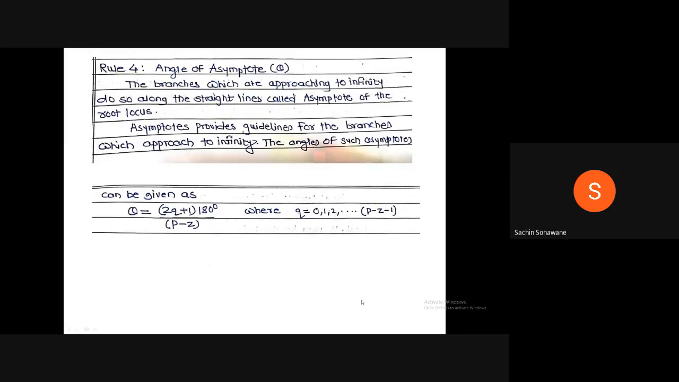While solving problems you will understand it more clearly. This is theory, you will not understand it fully, but while solving problems you will understand.